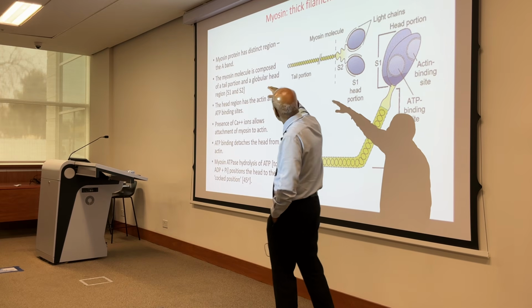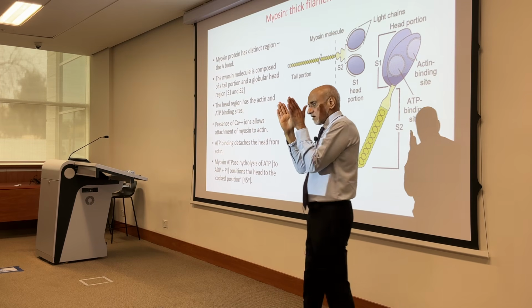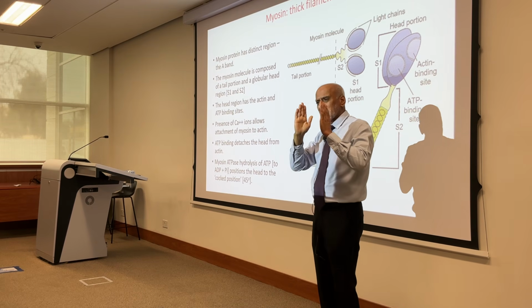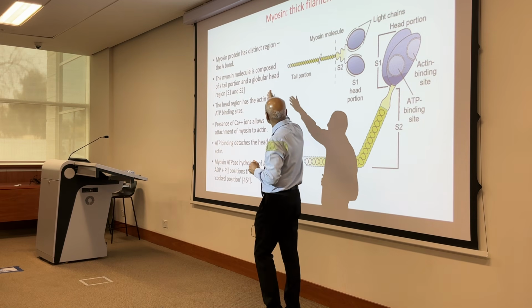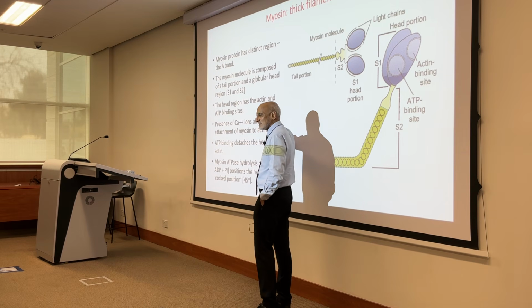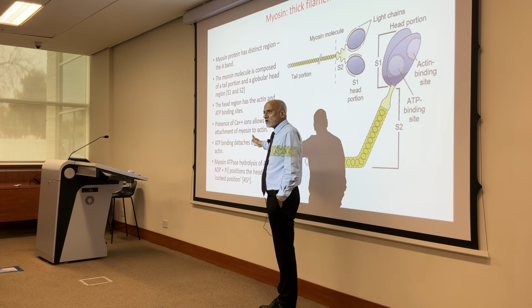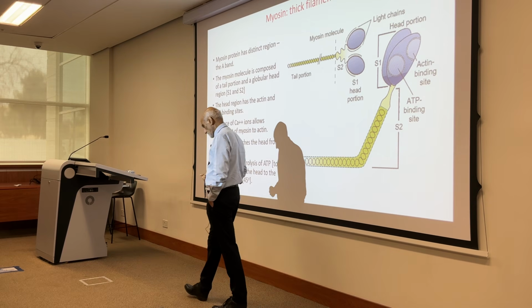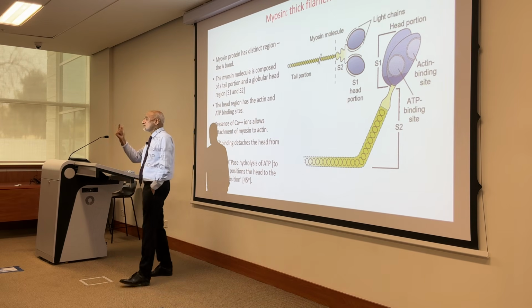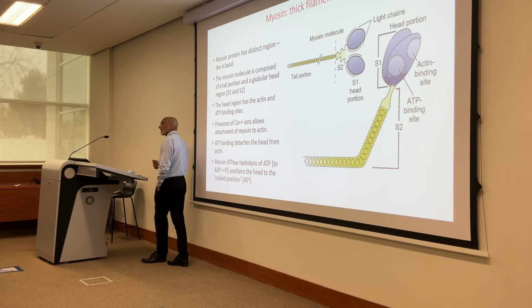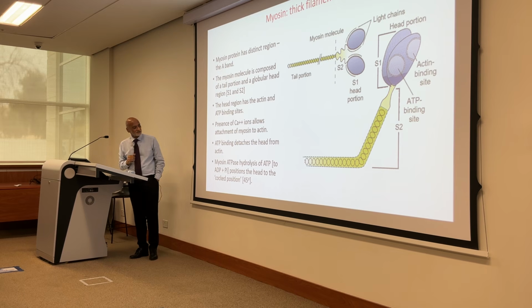So I put a couple of things for you. Myosin, again, in that region of the sarcomere where you would find it, is called the A band or the dark band. All right? The myosin molecule is made up of this tail and the head. The head region has the actin and the ATP binding site. When calcium is present, the myosin head will attach to the actin. When you take the calcium away, it will detach from the actin.